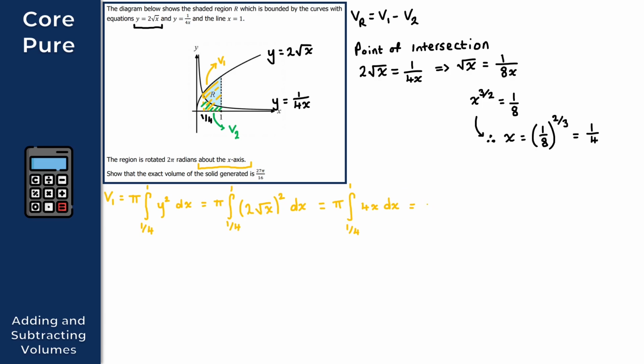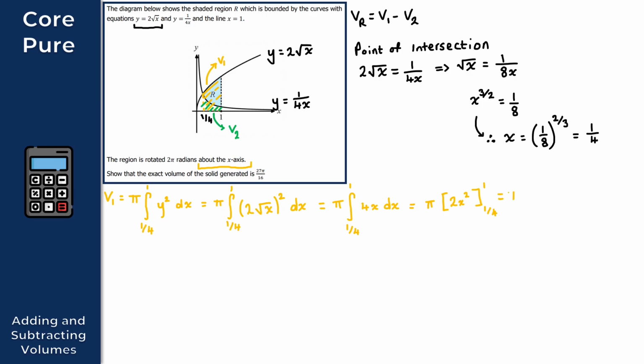So what we get here is pi times. All we need to do is add 1 to the power, divide by the new power. So we get 4x squared over 2, so that would give me 2x squared there. And for the limits here, we get 1 over 4 and 1. Okay. So all we need to do is substitute our limits in. Don't forget we start with the upper limit and subtract the lower limit here.